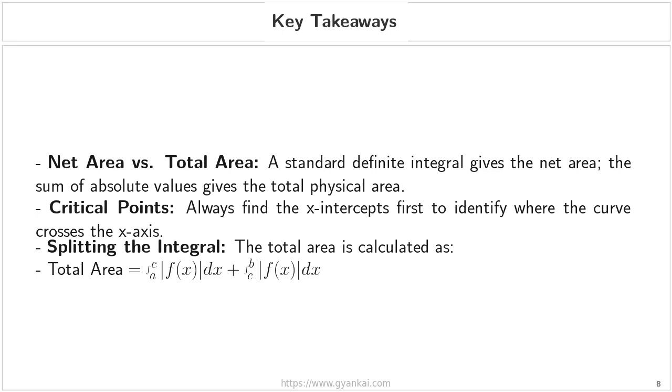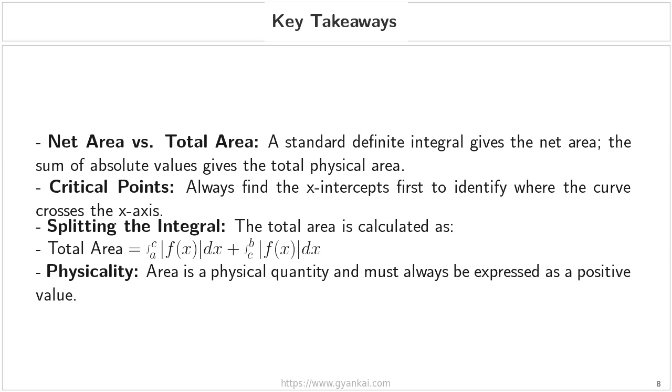Third, let's look at the mathematical way to express this. The total area is calculated by splitting the integral. If your curve crosses the axis at a point c, you will calculate the integral from a to c of the absolute value of the function, and then add it to the integral from c to b of the absolute value of the function. This ensures every section is treated as a positive value.